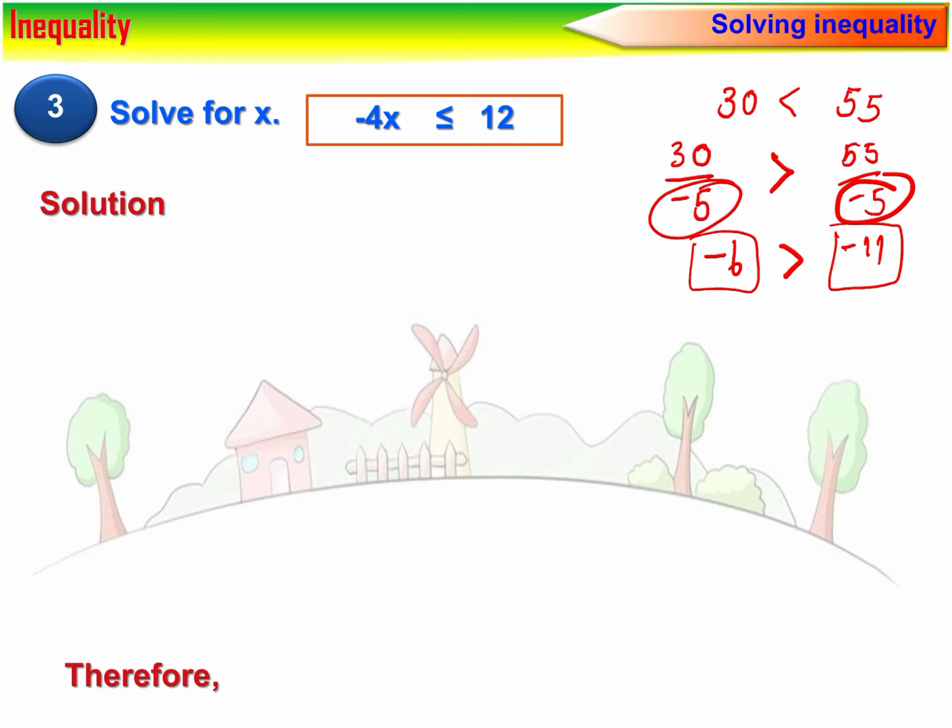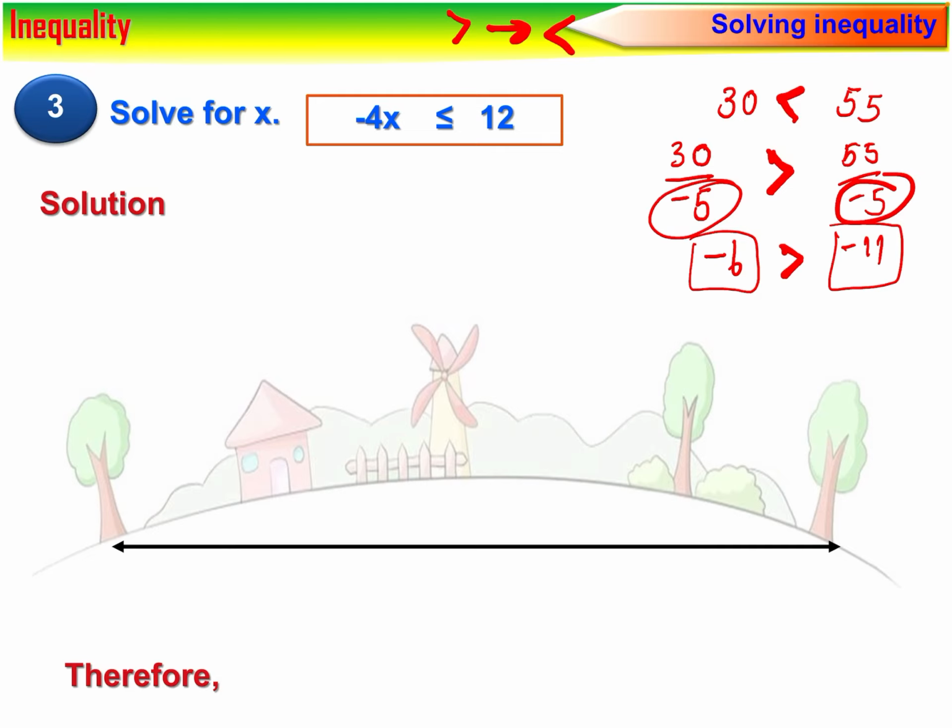So this is greater than. It means that when you divide or multiply both sides of the inequality by a negative number, you will change the sign from less than to greater than, like this. And on the other hand, if you have greater than first and you divide both sides by a negative number, the sign will become less than. Okay, so this is the same thing.